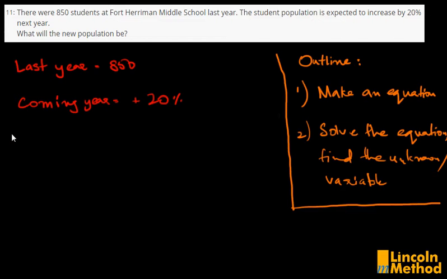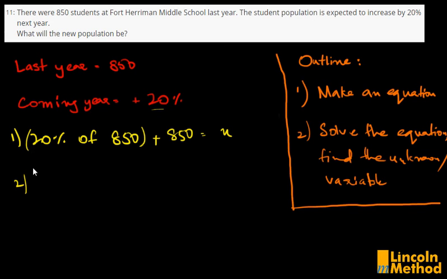So now that we have this outline in place, let's try and solve this. So how do we make an equation? We know that last year the number of students was 850. The coming year it's going to increase by 20%. So in order to find what that increase is going to be, we need to find 20% of 850 and then add it to the old number of students, and that is going to give us our total number of students, or the increased number of students. So let's suppose that the increased number of students equals x, and this is it. We're done with the first step.